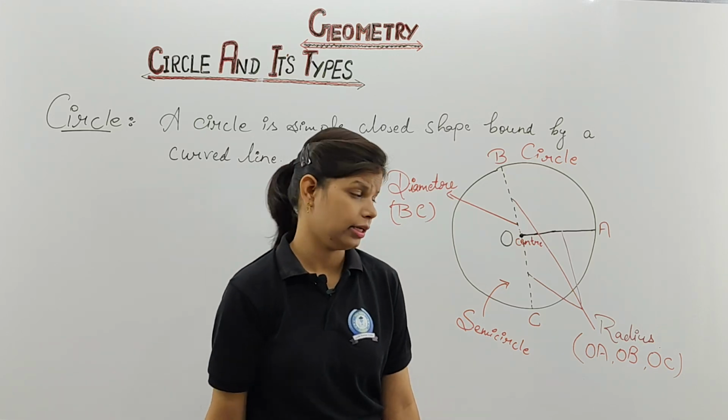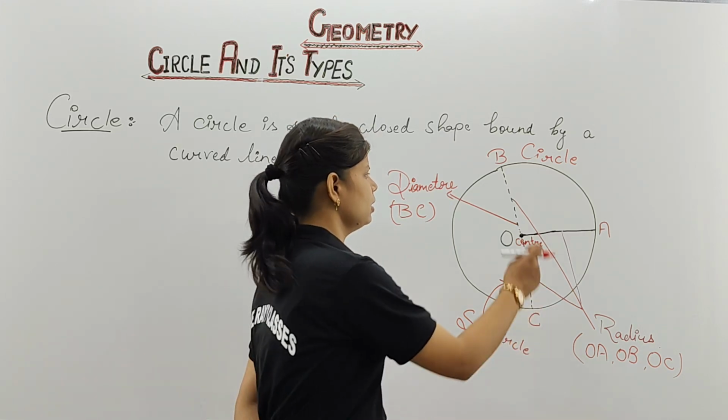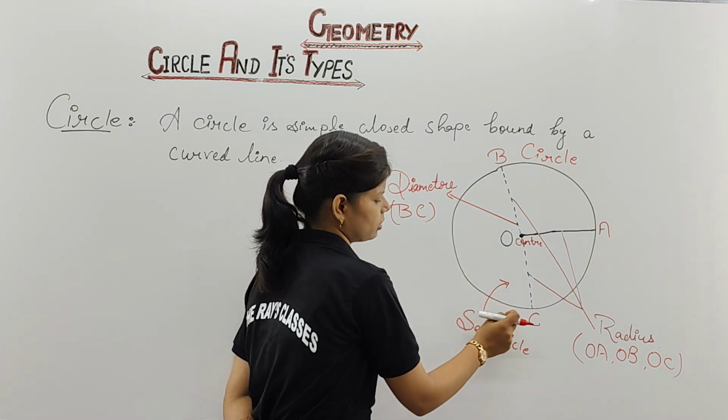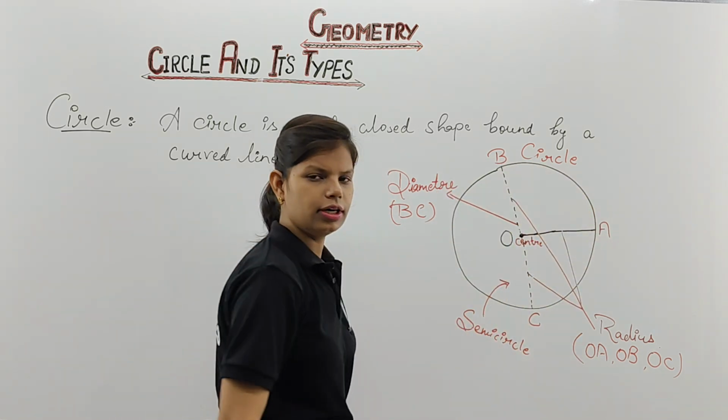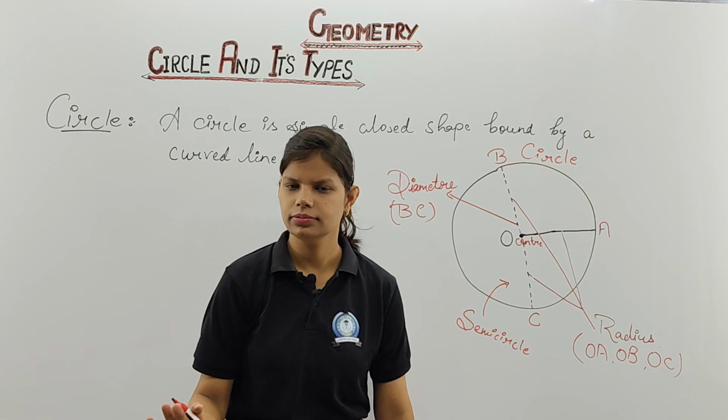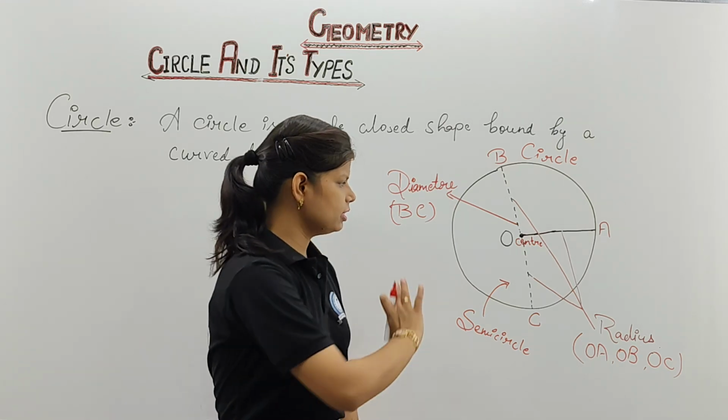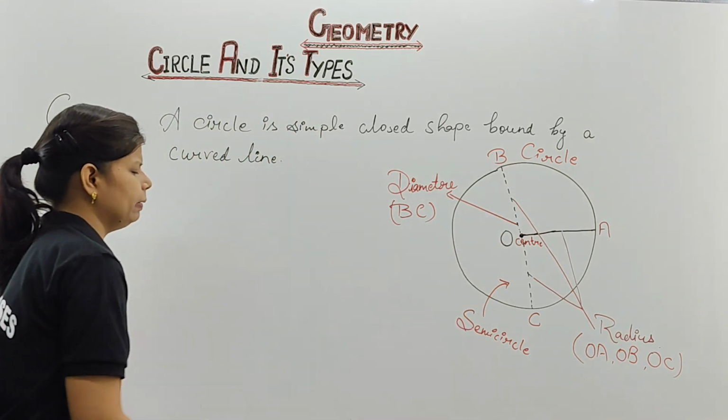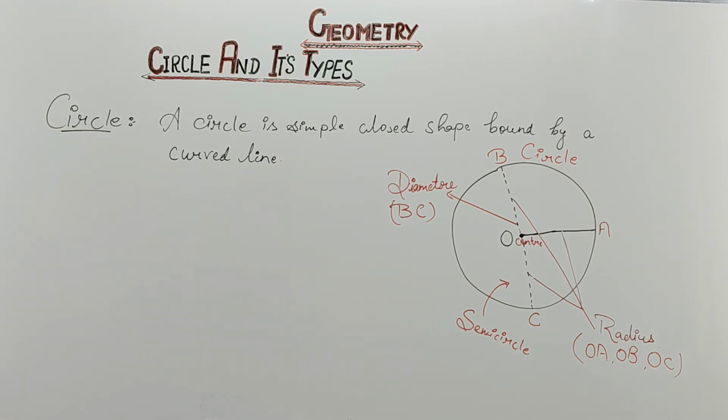Now one more term that I have to explain is the circumference. That means the outer boundary of that circle is called the circumference of the circle. Clear? Understood? So this is just a short representation. Now we'll go deeper by discussing all these definitions as well. Clear, children? Hope you understand the same.